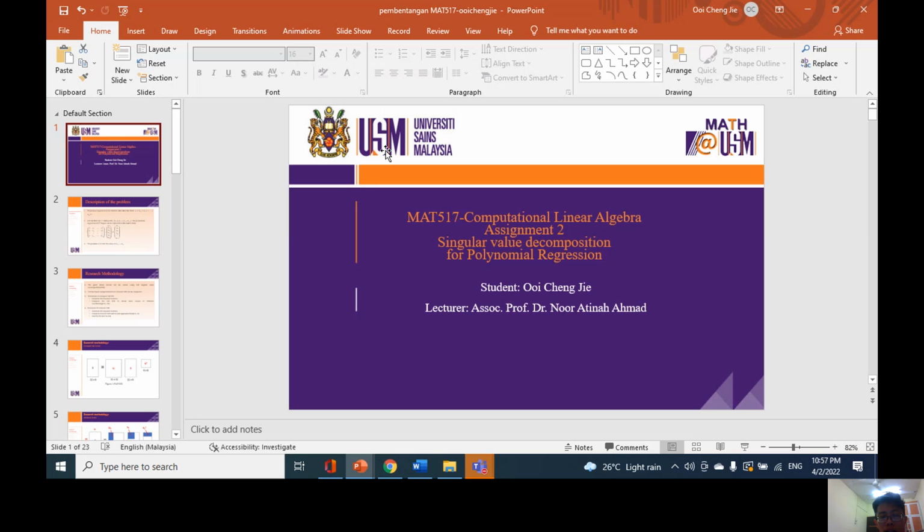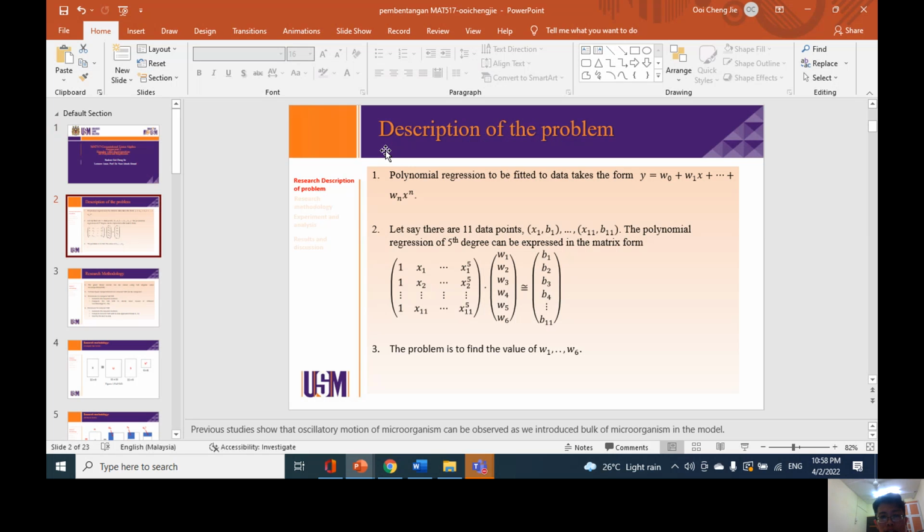The topic I'm going to present today will be the singular value decomposition for polynomial regression. The idea of this presentation comes from assignment 2. It's basically the work of assignment 2. In this slide, I'm going to talk about the description of the problem.